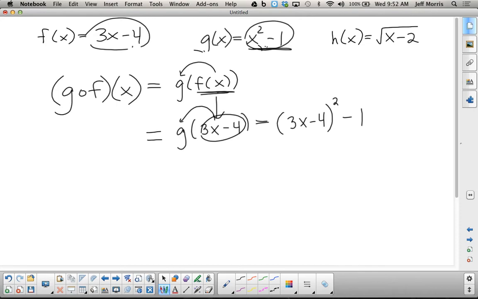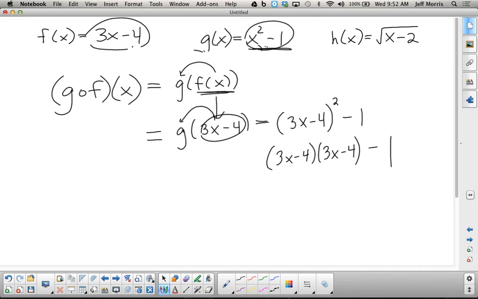Now that's worth something to me right there. At least you get the idea of a composition. Now simplifying, if you want to get the right answer, you've got to simplify correctly. Who remembers how we're going to do 3x minus 4 squared? It's the same way we had to do the one to the third power yesterday. We've got to go 3x minus 4 times 3x minus 4, and then minus 1.